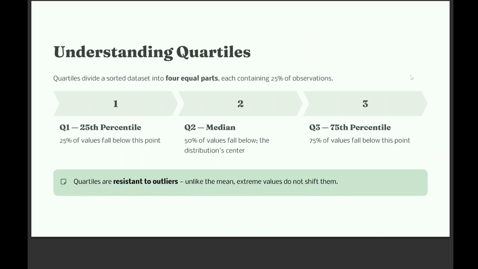So one of the things we may want to understand is quartiles. We must understand what quartiles are. When we talk about quartiles, they divide the sorted data into 4 equal parts, containing 25% of the observations. So that's why you have the 25%, the median, the 75%, and when you move further, you now get the maximum, right?